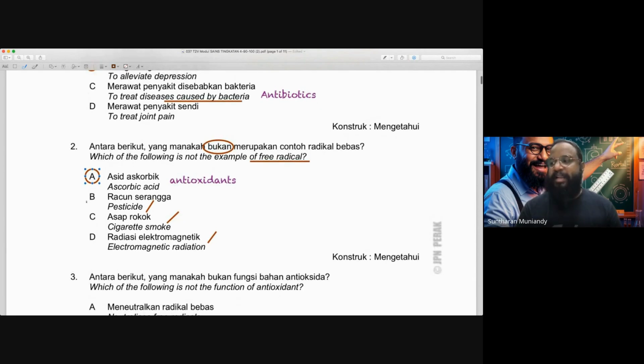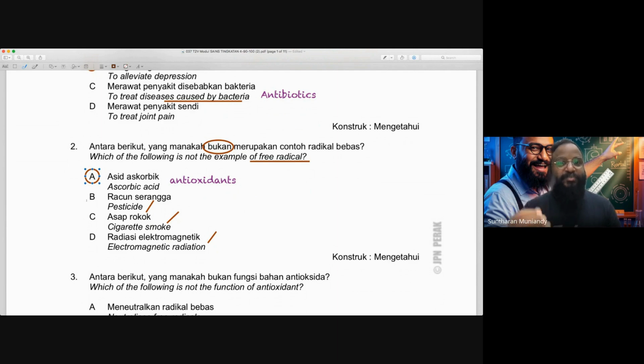Free radicals can cause harm. Free radicals can cause cancer. So free radicals are quite dangerous. For example, when you cook food, for example, satay gets charred. Charred means it will become black. That is basically producing free radicals. You understand what I'm saying?